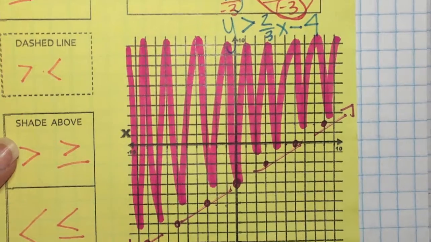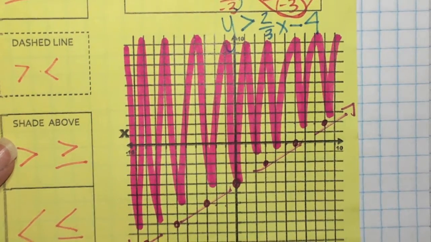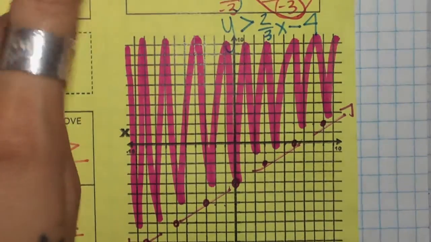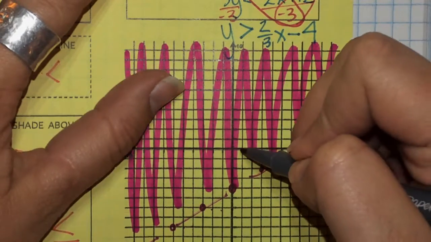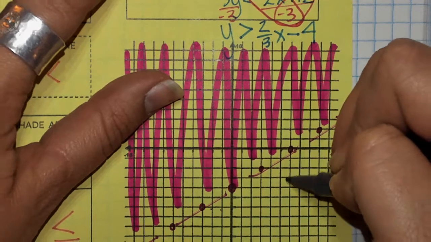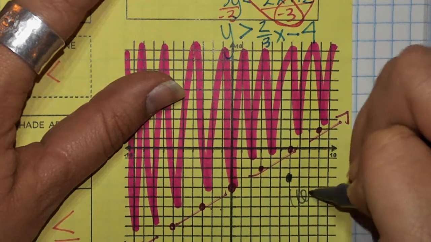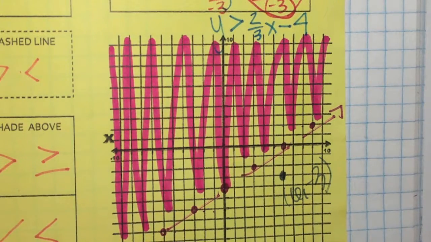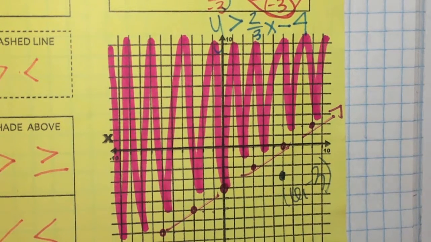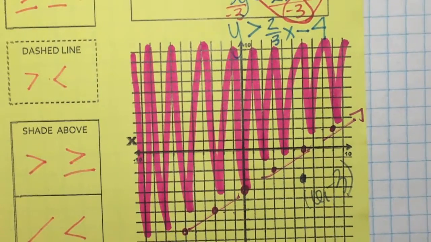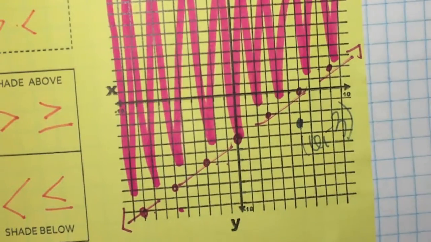Now, let's prove it. Is everybody ready? I don't want you to do this. I just want you to watch, okay? So I'm going to pick a dot down here. I'm going to say 1, 2, 3, 4, 5, 6, 1, 2, 3. So that's 6, -3. Do not write this down. Everybody just watch. I'm going to prove to you why we did not shade down here. So I'm going to show you why we shaded where we shaded.